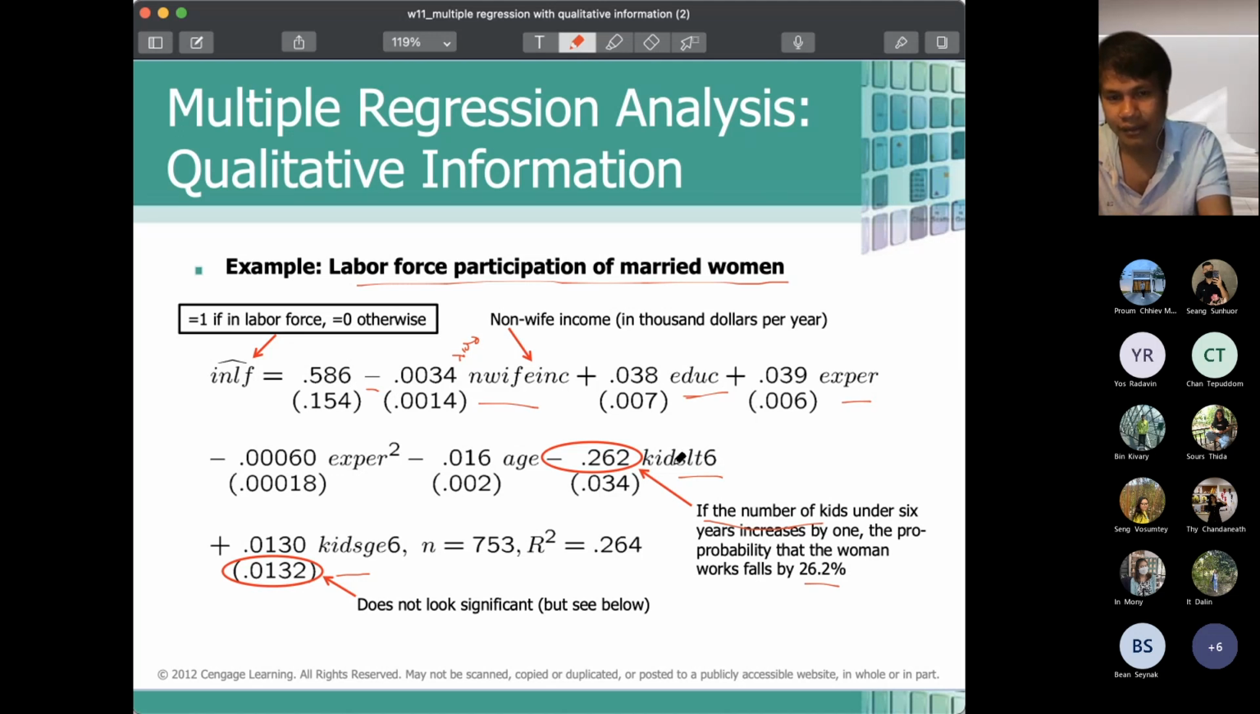If you look at the kids variable, this is the number of kids less than 6 years old in the household. If the number of kids under 6 years increases by 1, the probability that women work falls by 0.262, or 26.2% if you say percent. Is that okay, Navin?